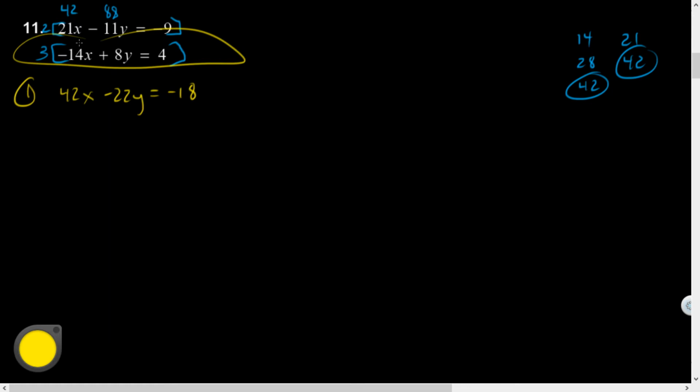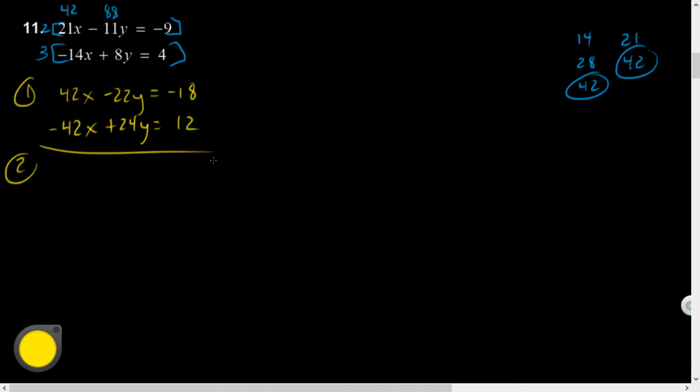We're multiplying. So let's see. 3 times negative 14. Now we're moving quick. Don't worry. You'll have practice. 3 times 8, 24. 3 times 4, 12. How cool is this? I add them up. What happens? Those are eliminated. Right? And then you could solve it from there.